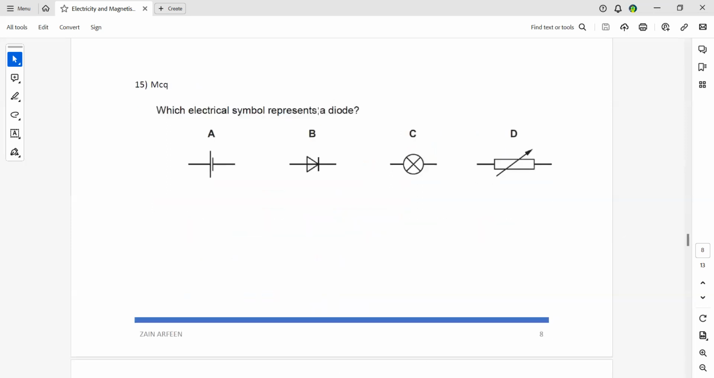In question 25, which electrical symbol represents a diode? A is representing a cell, B is representing a diode, C is representing a lamp, and D is representing a variable resistor. You have to learn these circuit symbols. So B is the right answer here.